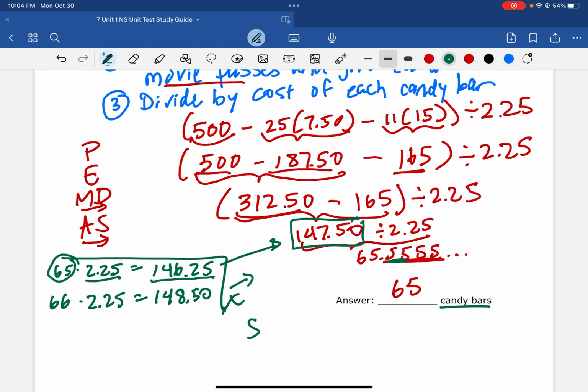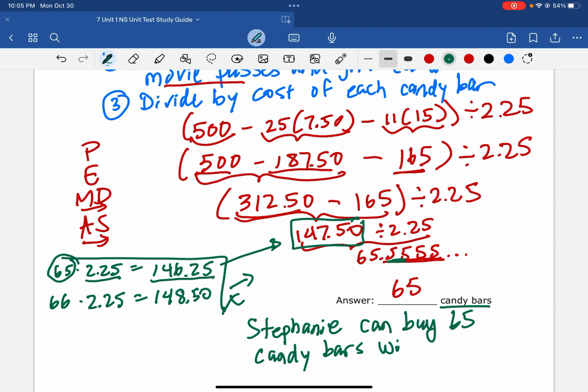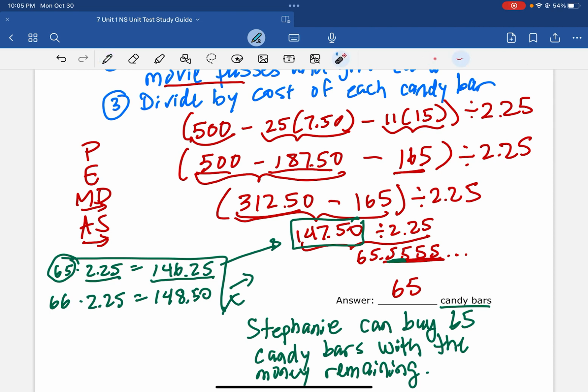So we'll say, Stephanie can buy 65 candy bars with the money remaining. And that's it. Make sure that when you're looking at these questions that it totally makes sense and that you're able to specify what the meaning of each number in the expression represents.